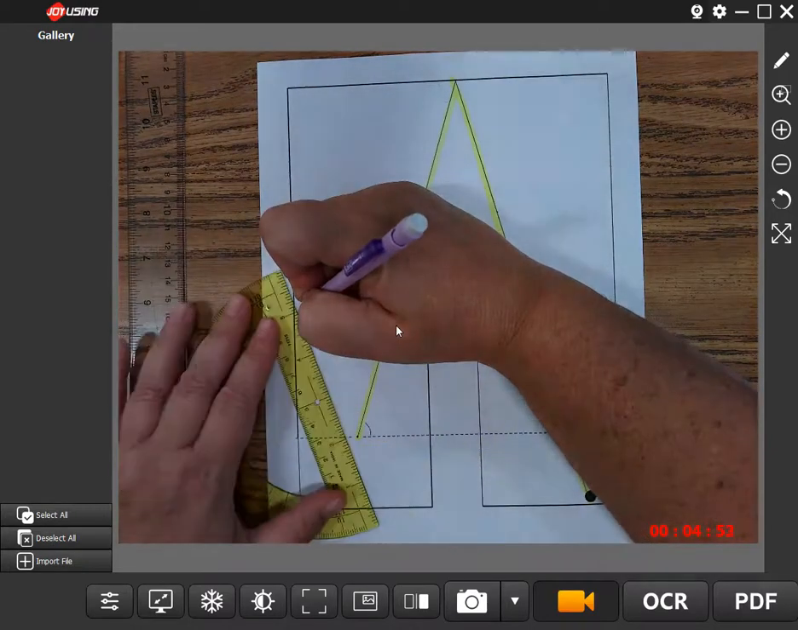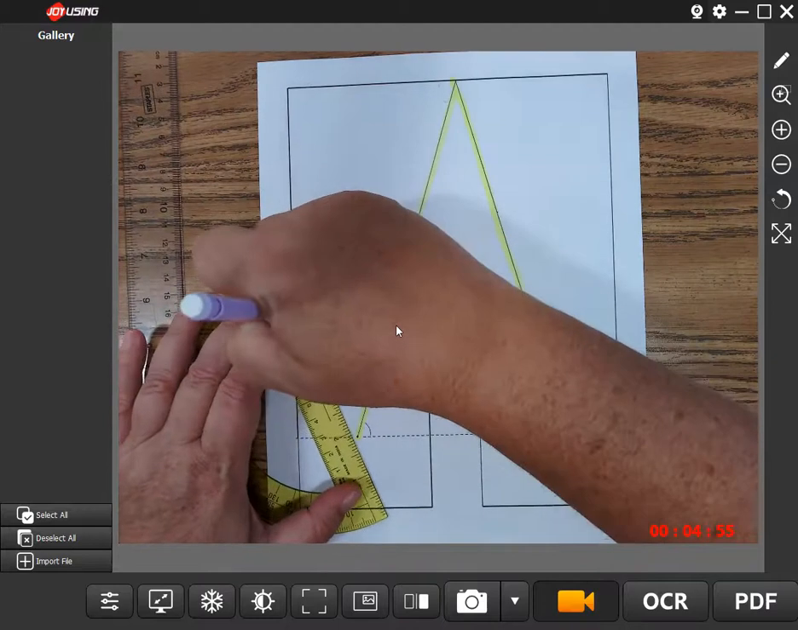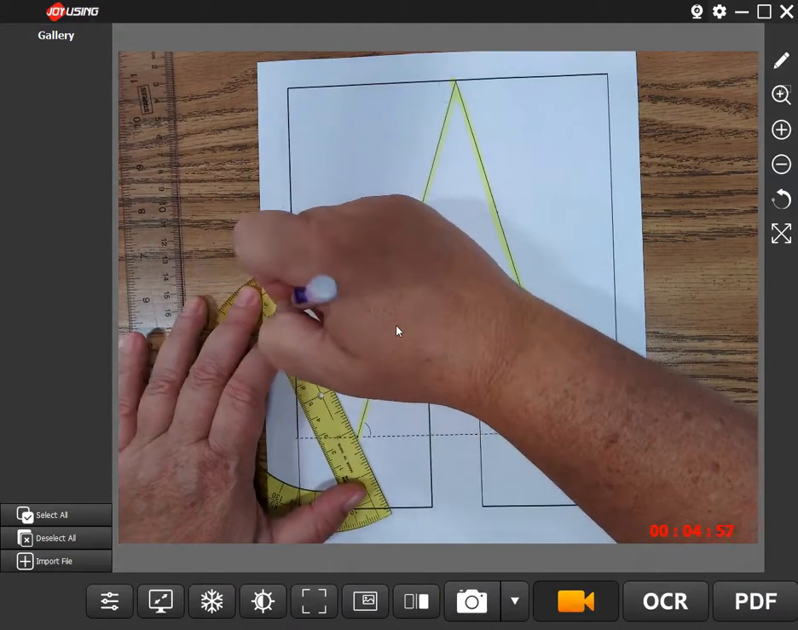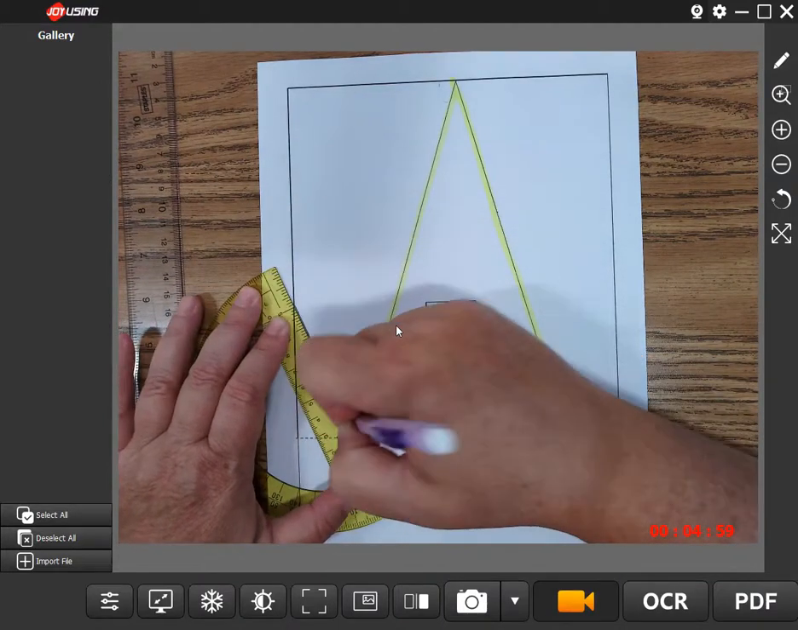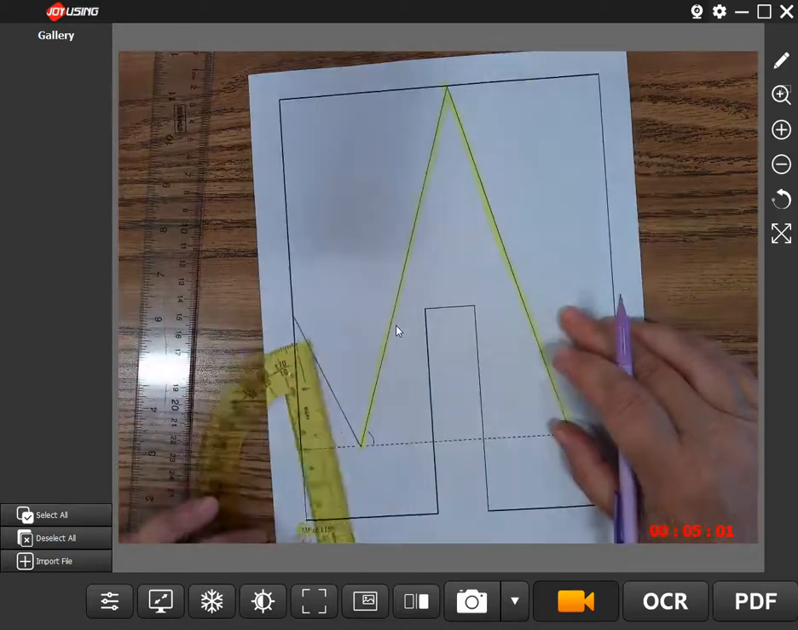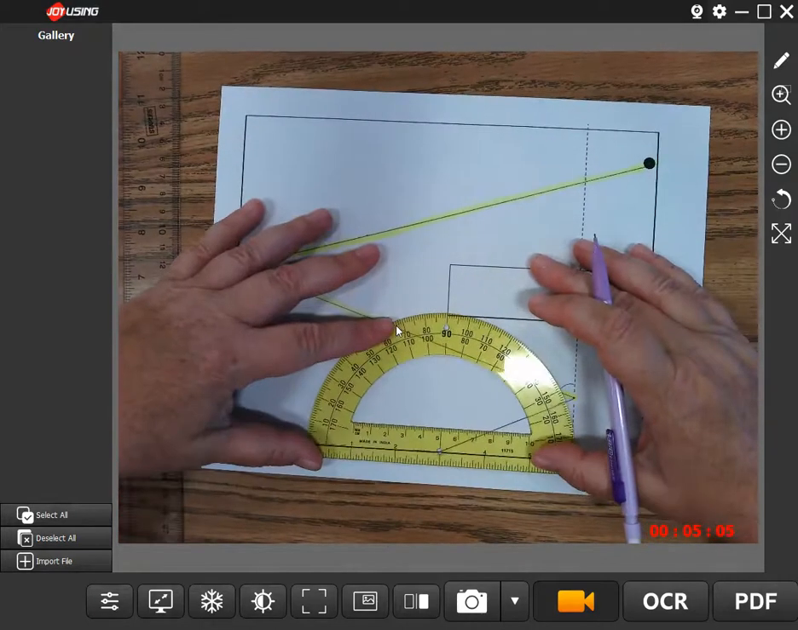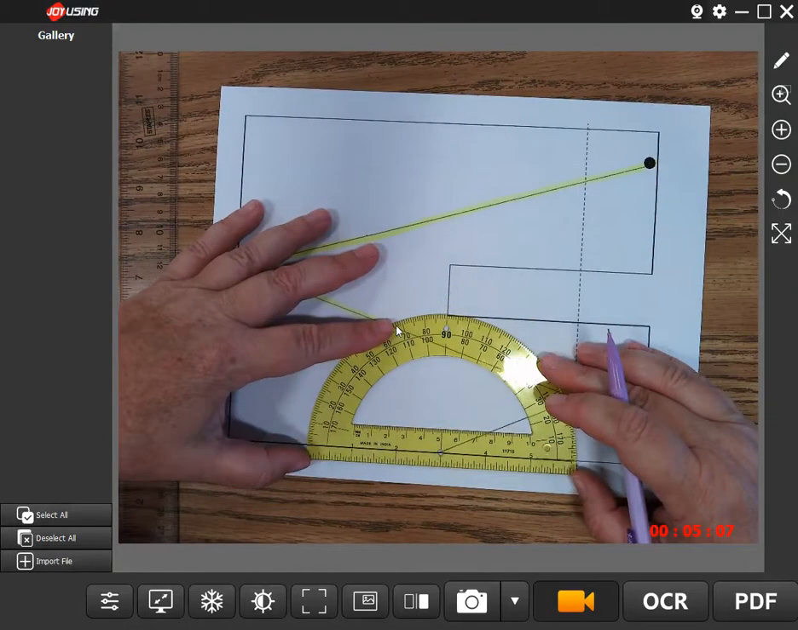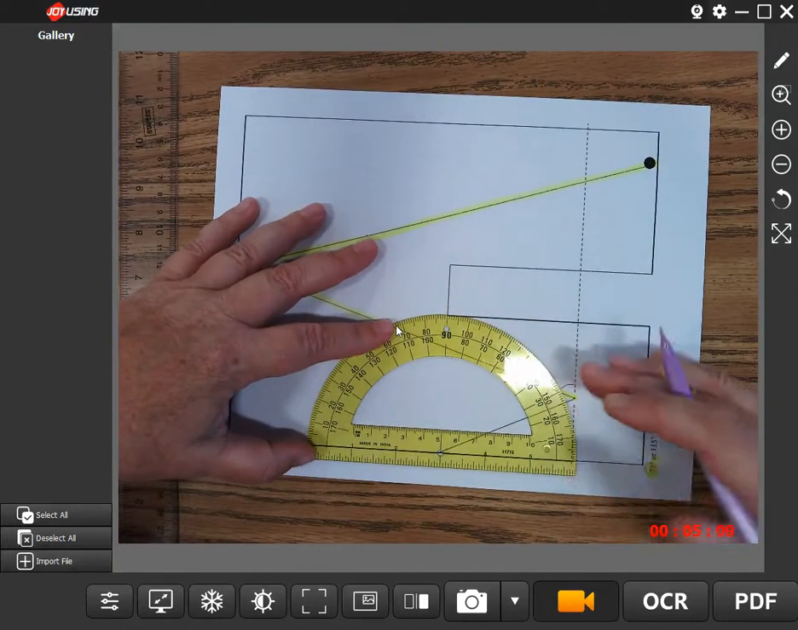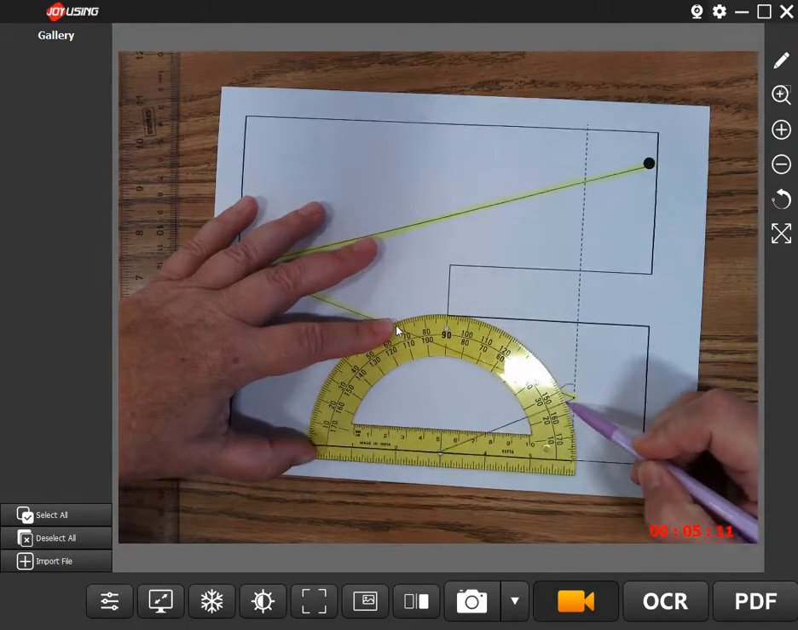I'm going to lay down my protractor or your ruler, some of those shots are really long, and so I use my ruler. Okay, so now I need to measure this angle. So right now I am at 25 degrees.